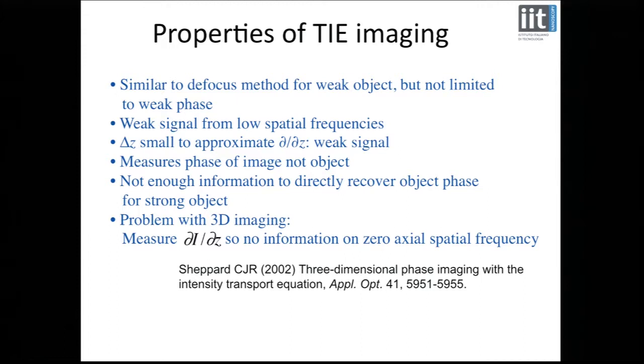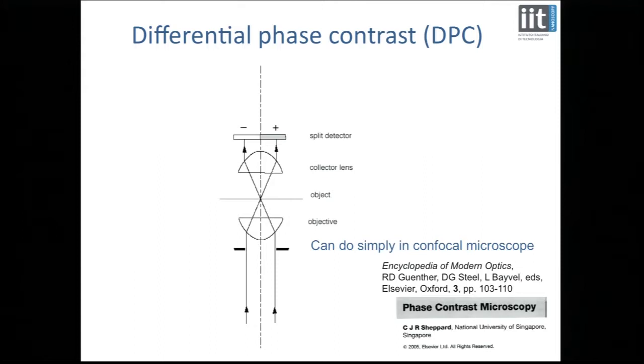This is another method I wanted to talk about, though. This has got quite a long history, and we did a lot on this when I was in Oxford in the scanning type system. You illuminate your sample with a spot of light, just like we do in confocal. But you look in the back focal plane where you do tichography, and you place here a split detector. And you take two signals. So this is almost like tichography in a way, except it's just got two elements. And we subtract these, and that gives you information about the phase gradient of the sample.